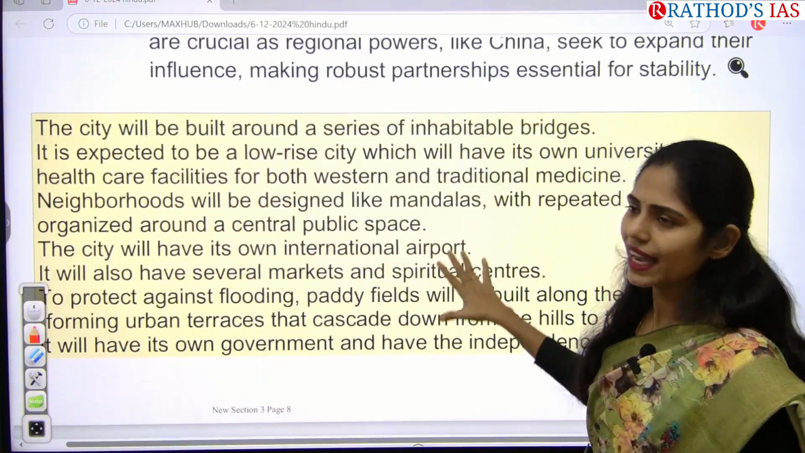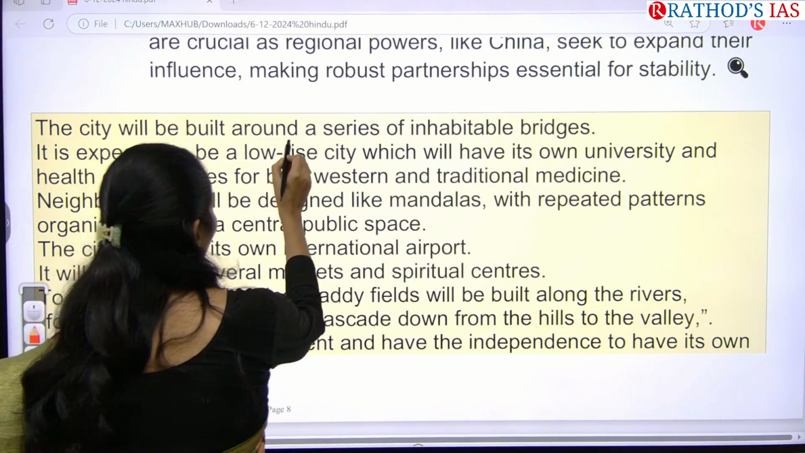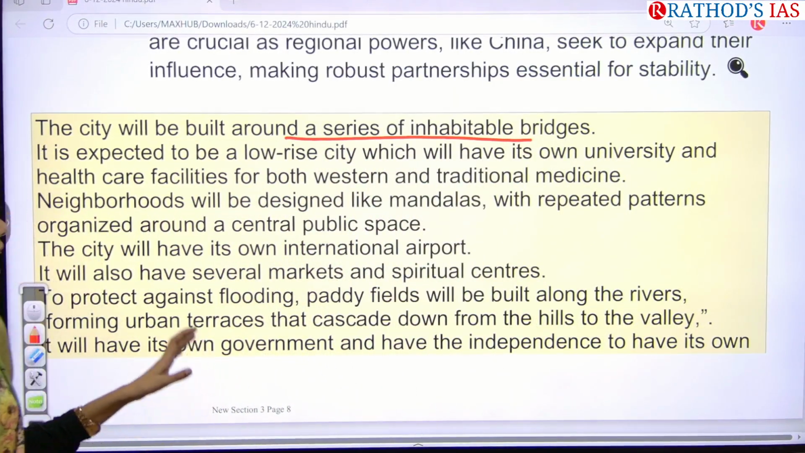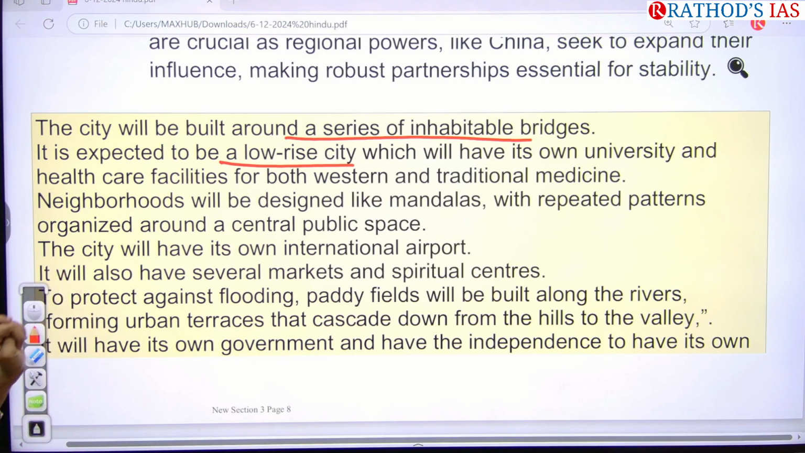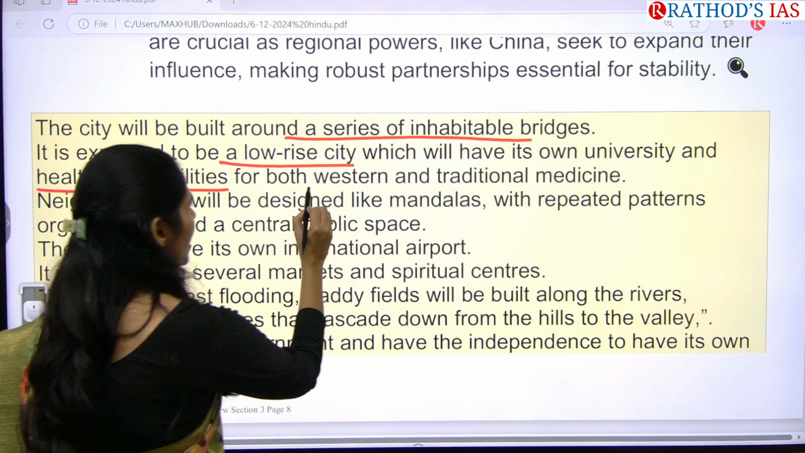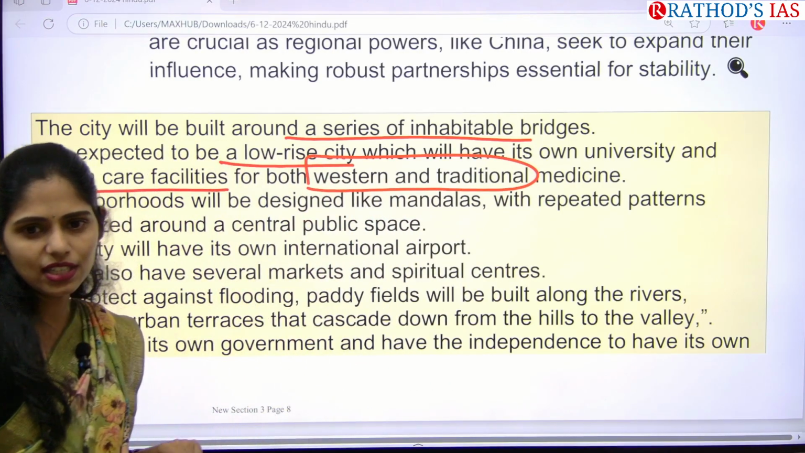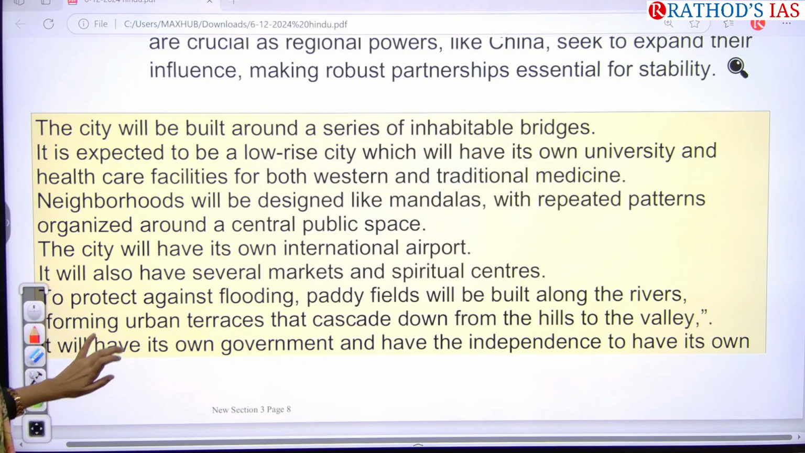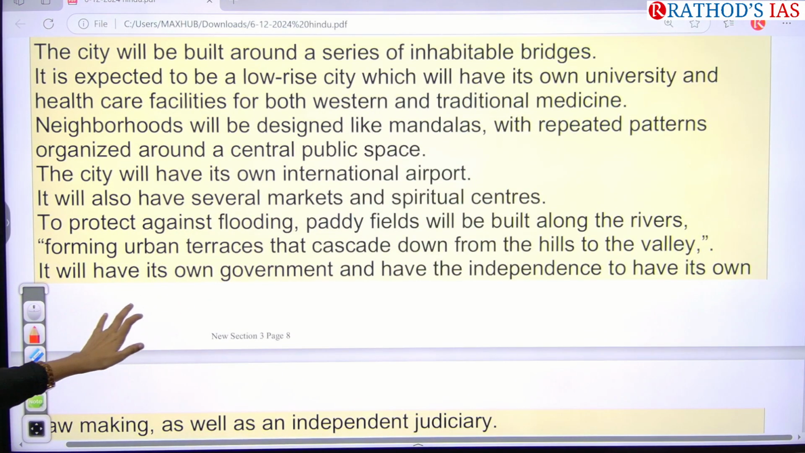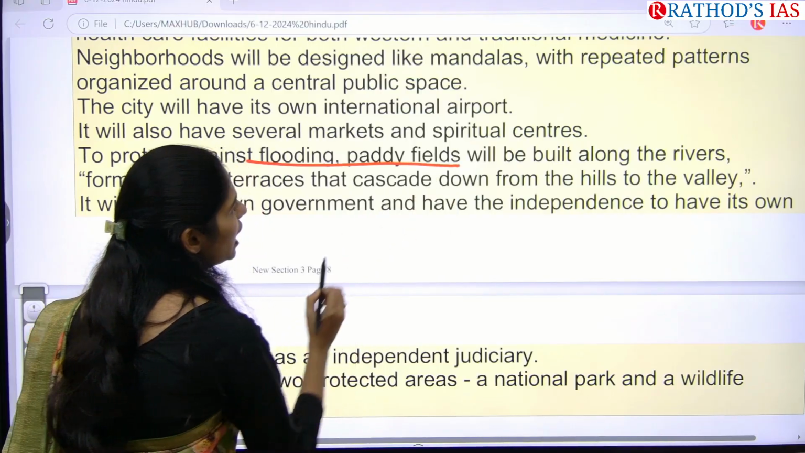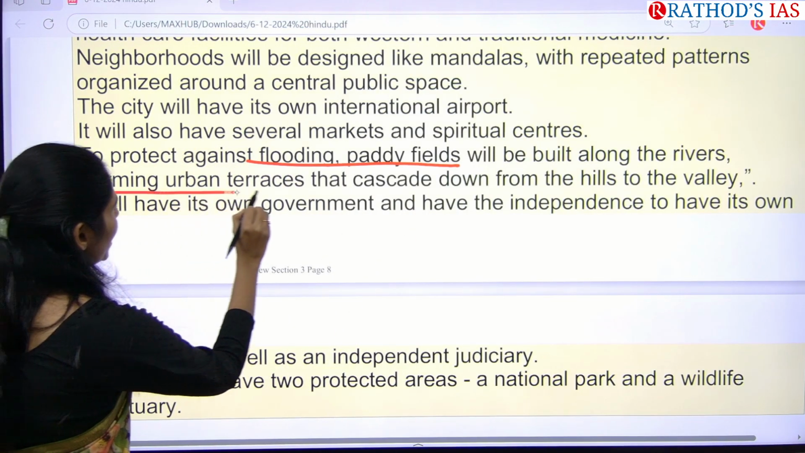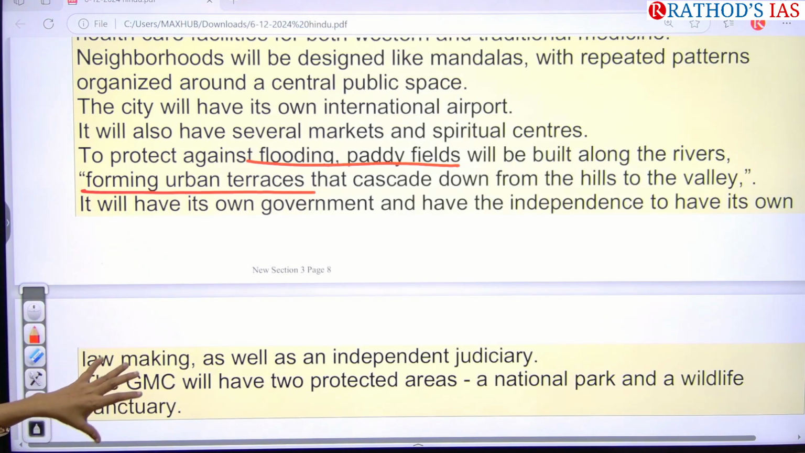And just to see some facts regarding this city. This city, which is built around a series of inhabitable bridges, is expected to be a low-rise city, and it is going to have its own university, and they are focusing on improving healthcare facilities in this city, and they want to enhance both Western as well as traditional medicine. And they even want to have their own international airport in this city as well. Okay, and they want to protect against flooding. Paddy fields will be built along the rivers, forming urban terraces, etc. That means they're especially focusing on sustainability in this city.